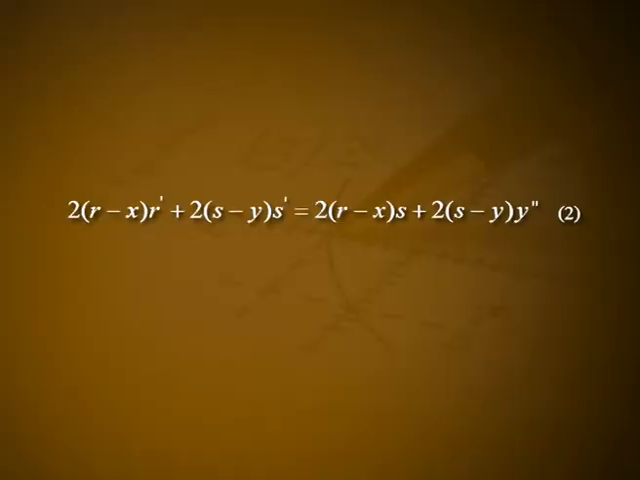By differentiating equation 1a with respect to t, clearing fractions in 1b and rearranging each of them, we obtain two equations in r' and s'. 2(r - x)r' + 2(s - y)s' = 2(r - x)x' + 2(s - y)y', and (s - y)r' + (r - x)s' = 0.